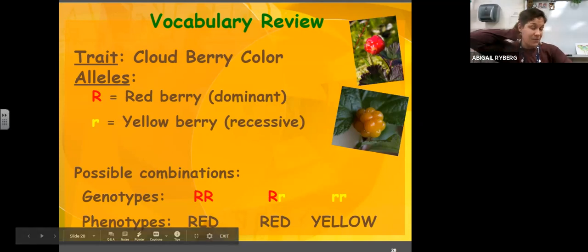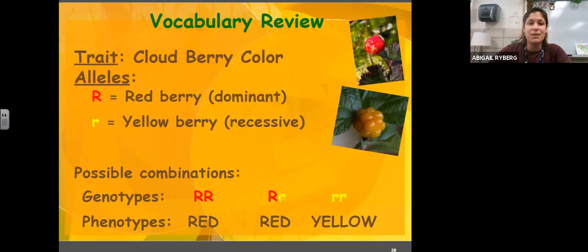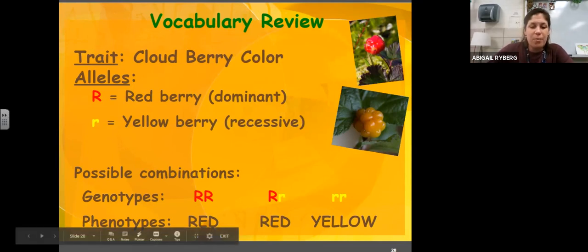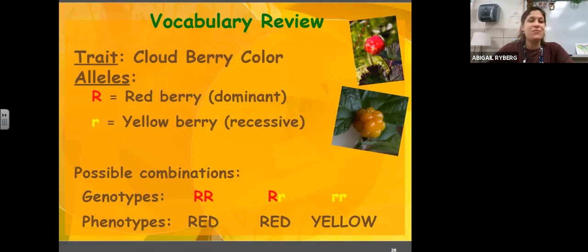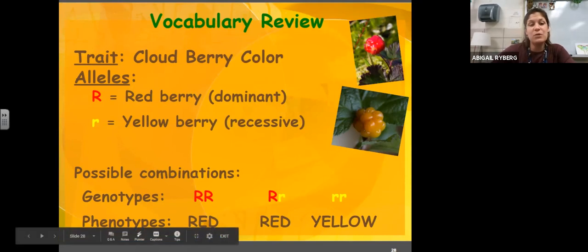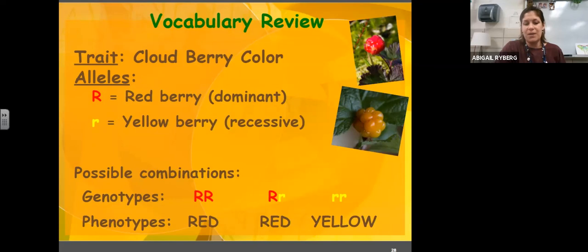When we look at the phenotypes of those individuals, because big R is dominant, any individual that even has one big R is going to have the dominant trait. So big R is going to be a red individual. Big R, little r is going to be a red individual because it has one dominant trait. And then the only way to have little yellow berries is to have two of those recessive traits. So little r is going to give you a yellow berry.